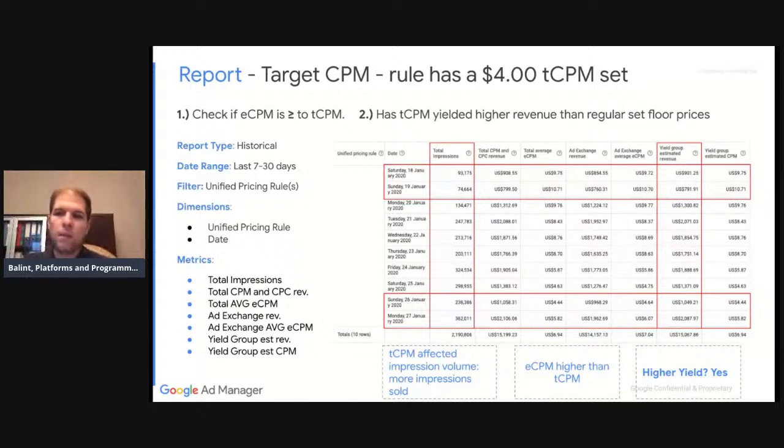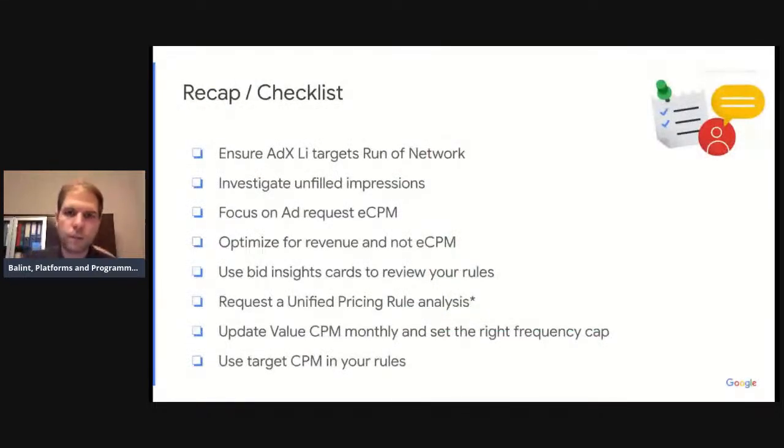And was there higher yield? Definitely. So we can see that there was higher yield for this partner on the Saturday, and it also had higher yield on the Sunday. And you can actually see the eCPM or the target CPM in another report. You could find out what the ad request CPM was if needed. And obviously, I can tell you that the ad request CPM dropped, but that's natural when a target CPM is introduced.